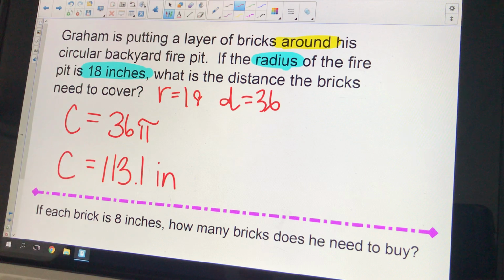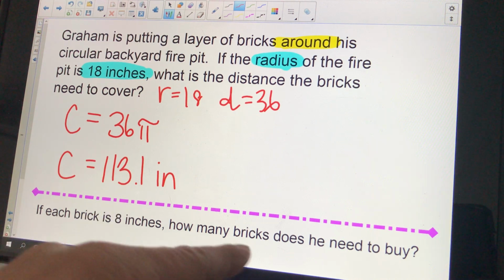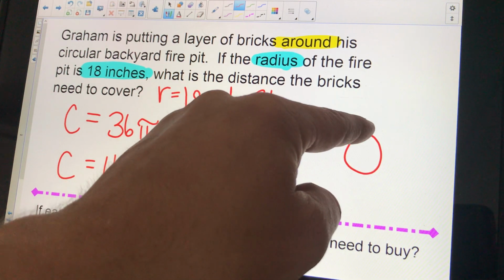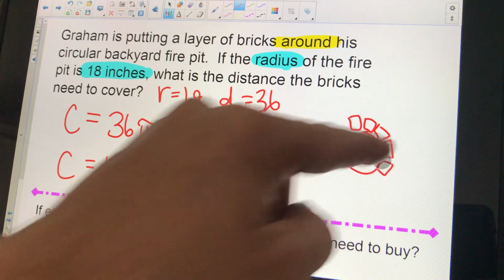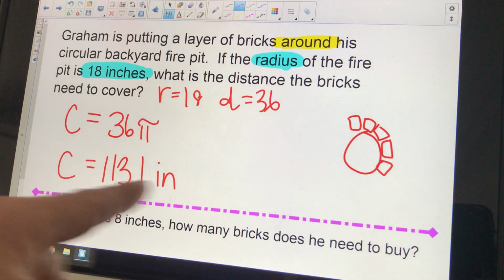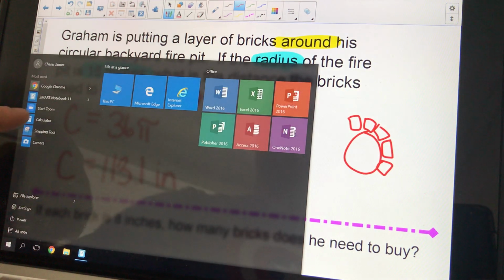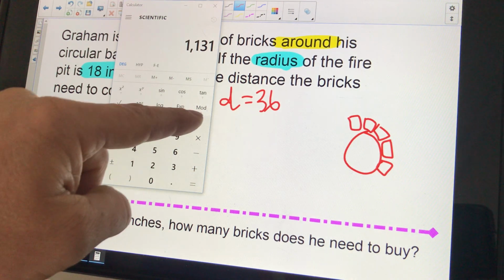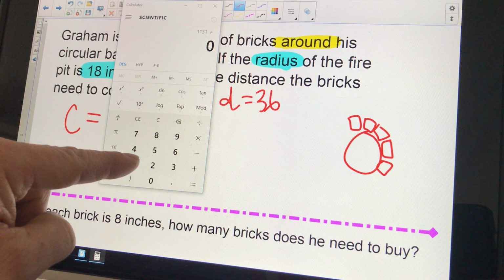inches. 113.1 inches. Now it says if each brick is 8 inches, how many bricks does he need to buy? So, circular pit, we have 1 brick, 2 bricks, 3 bricks going around it. We have 113 inches, and each of them are 8 inches. So I'm going to go back to my calculator again and do 113.1 divided by 8 inches. I don't think I got my decimal point in there. I'm going to try that again.